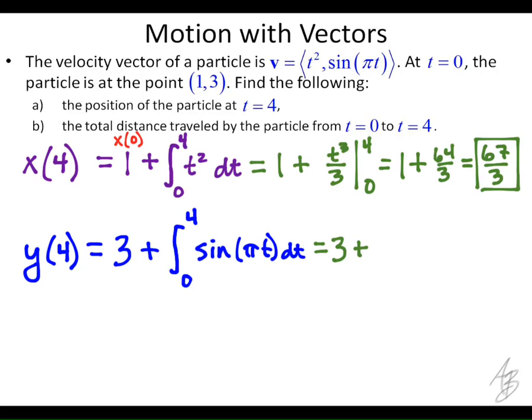3 plus, what is the antiderivative of sine? Negative cosine. And if I were to take the derivative of this, I would use the chain rule and I'd have to multiply by pi, right? So to counteract that, what do I need to do? I'm going to divide by pi. Everybody understand why I divided by pi there?